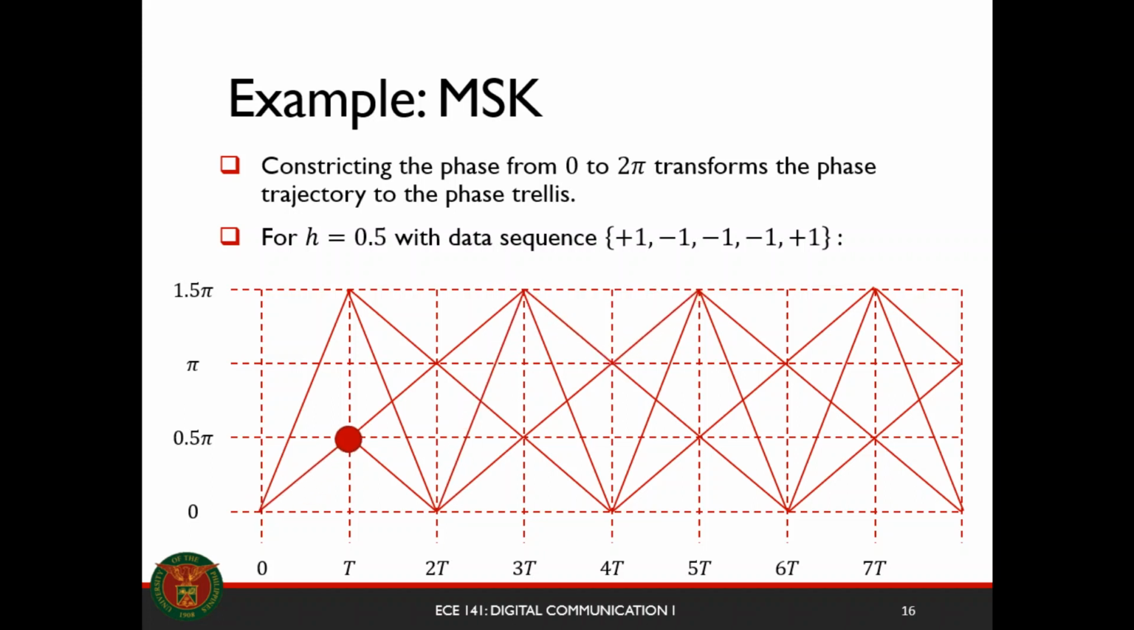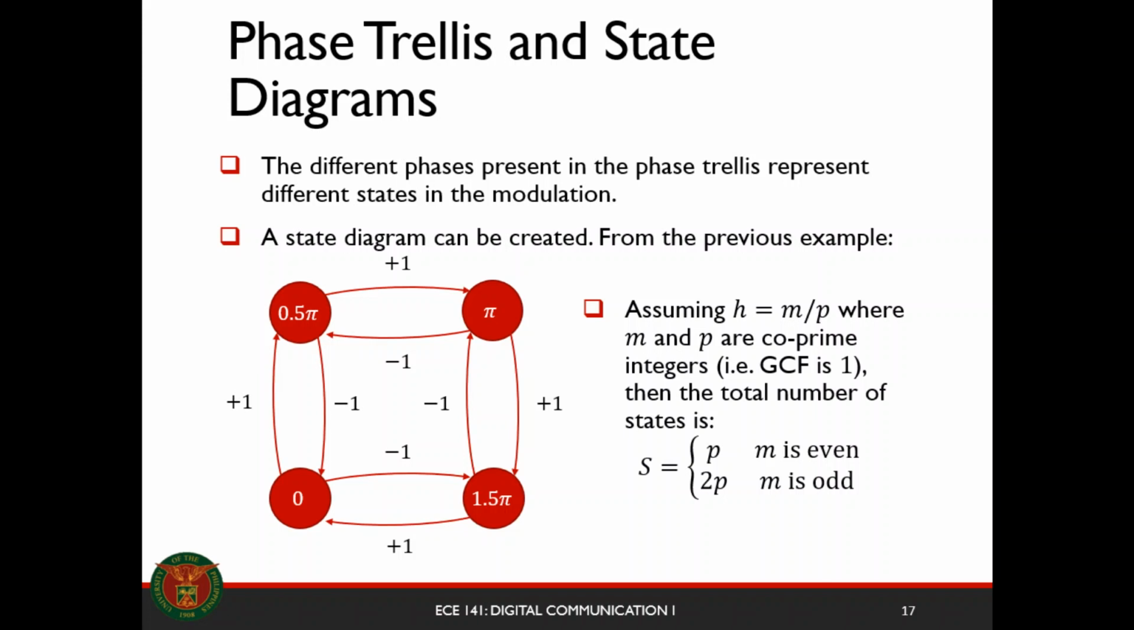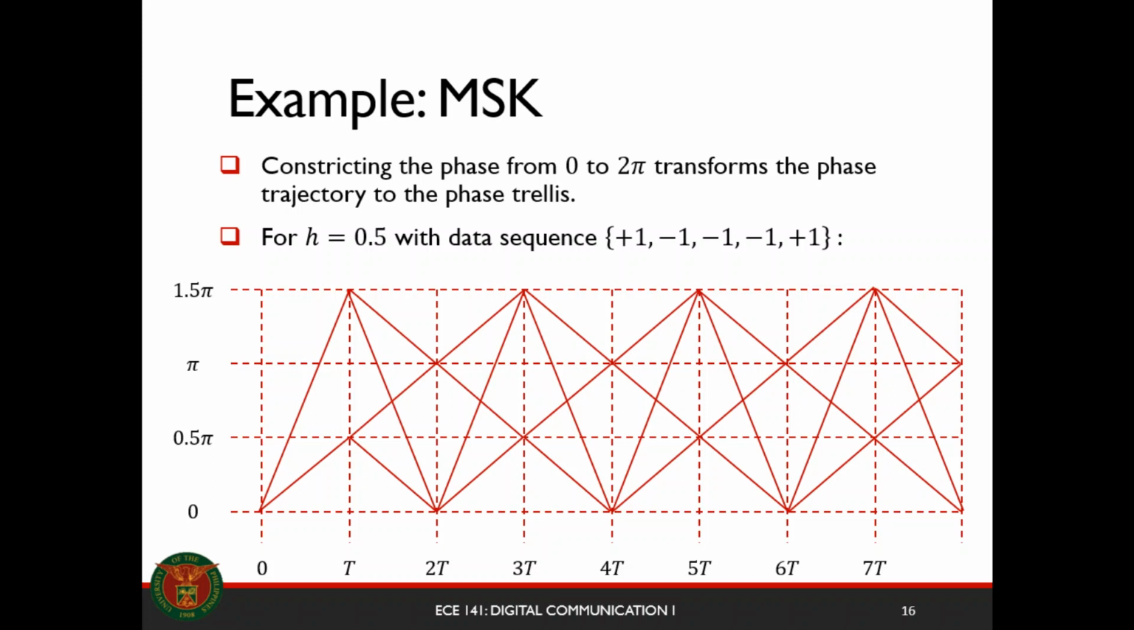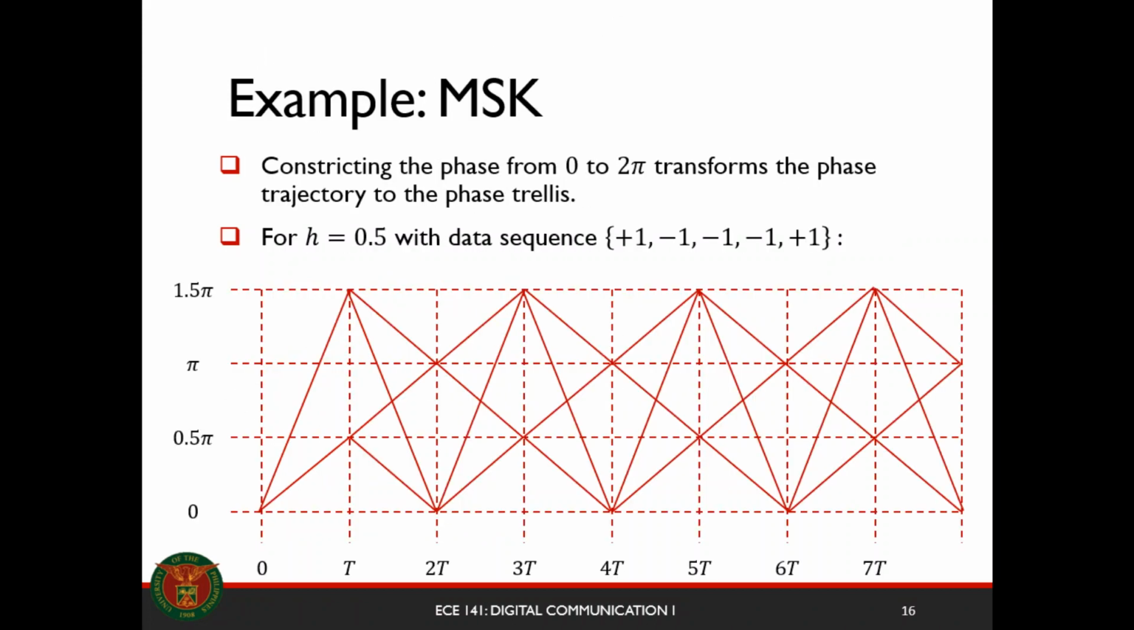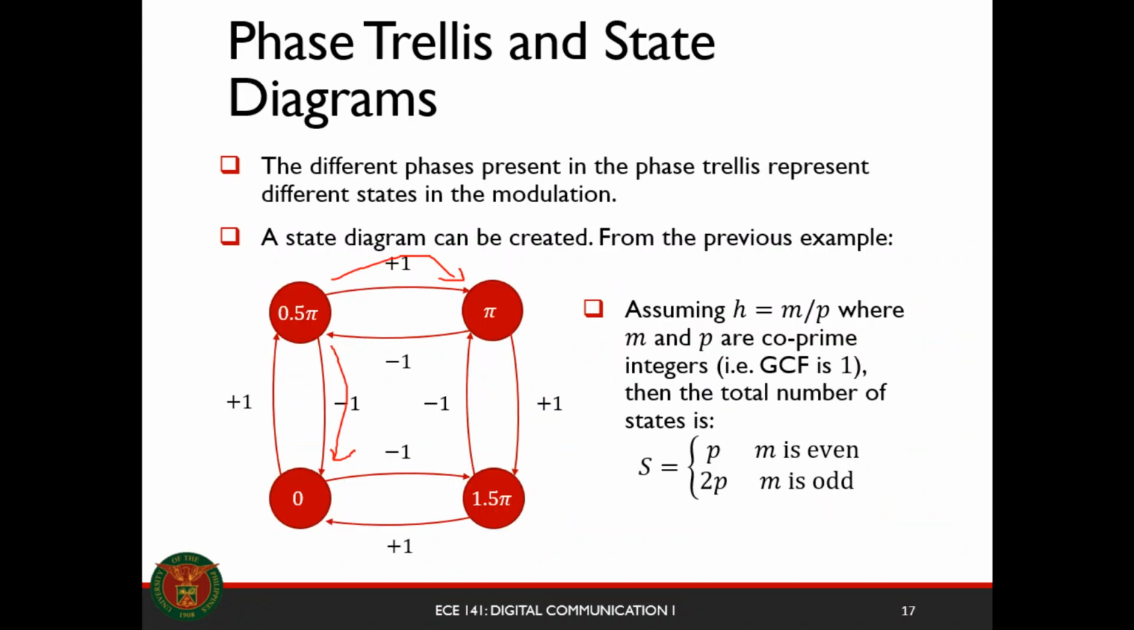Okay? And finally, if you have a system with states, then you should be able to look at it in terms of a state diagram. So in this case, as you can see from the trellis, we have 4 states: 0, 0.5 pi, pi, and 1.5 pi. So the state diagram would look like this. For example, if your input is +1, your phase would increase by 0.5 pi. If it's -1, your phase will decrease by 0.5 pi. So if you can see the phase trellis, you should be able to construct the state diagram.